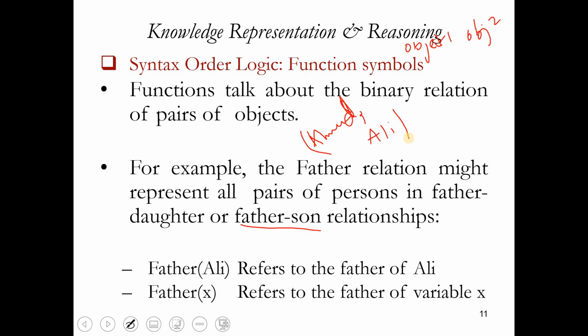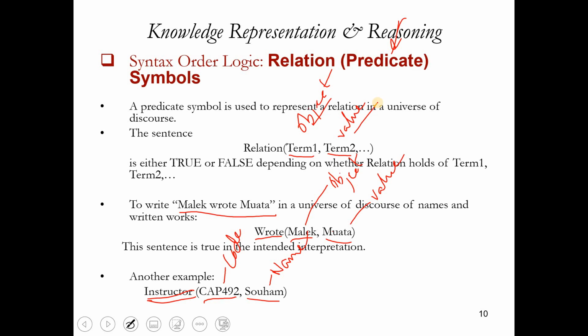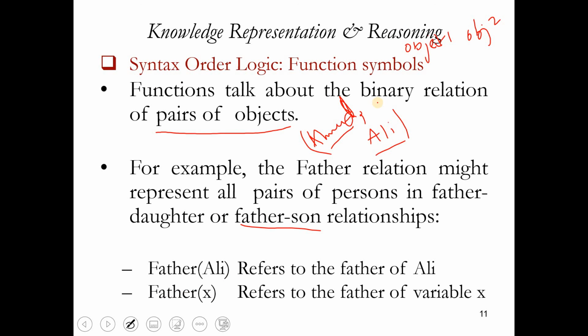So functions talk about the binary relation of a pair of objects. Both of them are objects, this and this. Whereas in the relation symbol, one was object, the other was value. For example, the father relation might represent all pairs of persons in a father-daughter or father-son relationship. So I can refer to it like this also: father(Ali) gave me the name of Ali's father. father(X) will refer to the X variable's father.